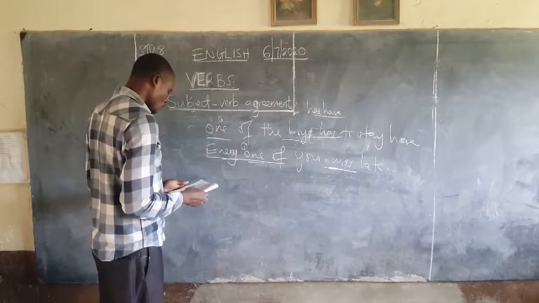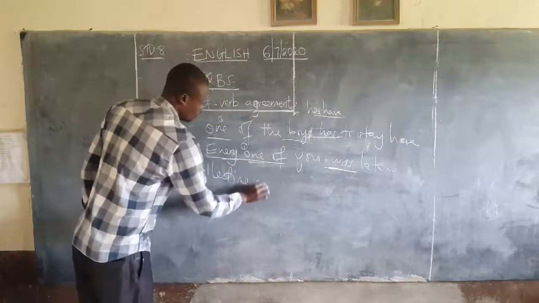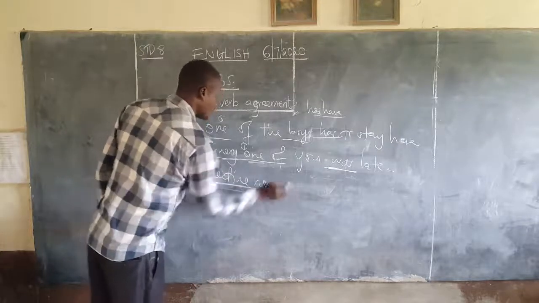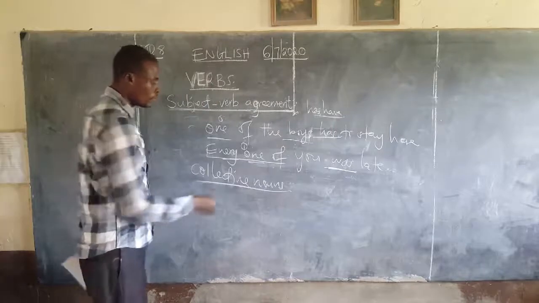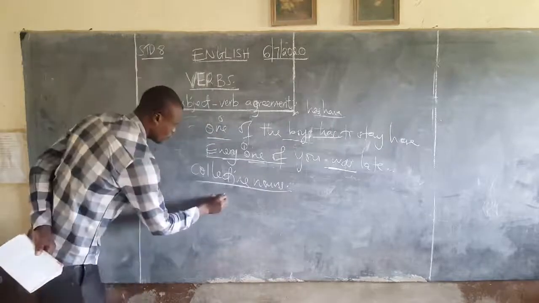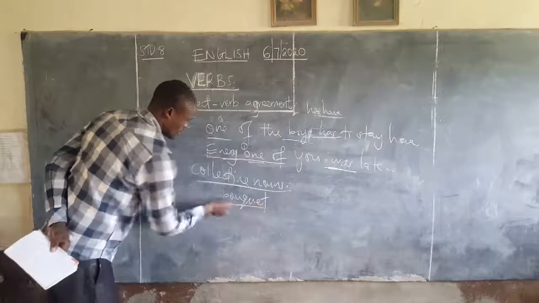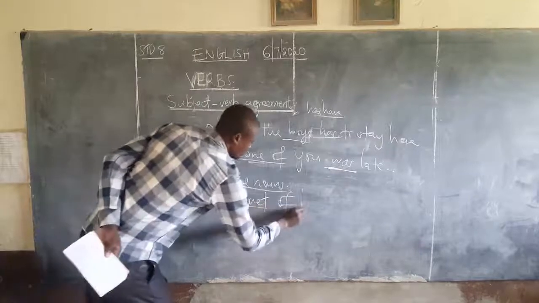And then you go to when a collective noun is used. Collective nouns. Now I'm giving you an example of a collective noun. Collective nouns are just group words, words that are used in groups. I talk of a bouquet of flowers.